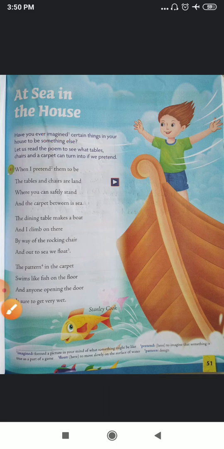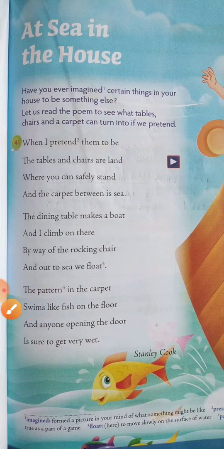So, students, in this poem the boy is imagining a sea in the house. The poem depicts how a young boy imagines a sea at his own house. Let us see how the boy relates to different things he sees on the sea. And the poem is written by Stanley Cook. So, let us read the poem and understand what is being said over here. First of all, I'll read all the lines of the poem and then I'll make you understand it.